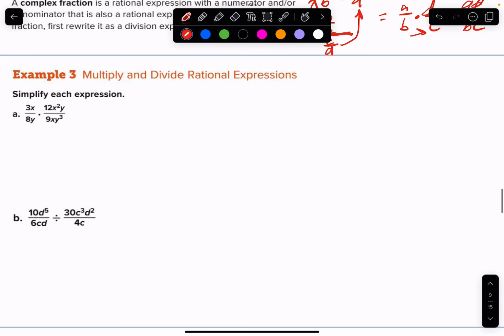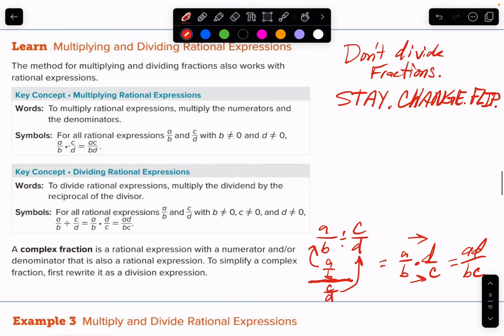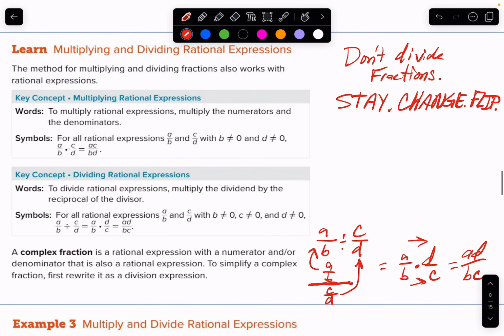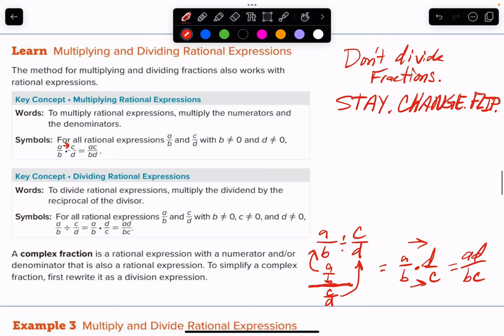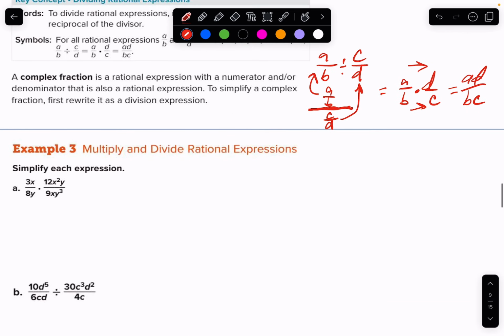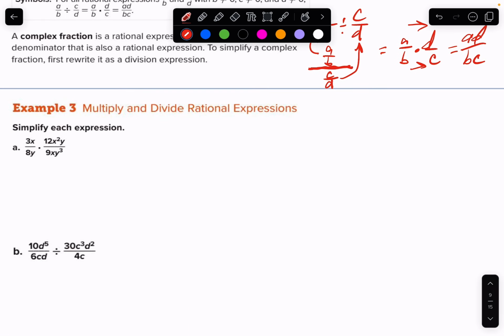So let's look at a couple. So we've got a multiply here. Okay, well, multiply, I guess I didn't go over that. I kind of thought we were doing that, but I didn't. But multiply is very easy. It's just top times top, bottom times bottom. Reduce. Okay, multiply is the easy one. Divide is weird because you don't. You turn it into a multiply. Stay, change, flip. So here's example 3.